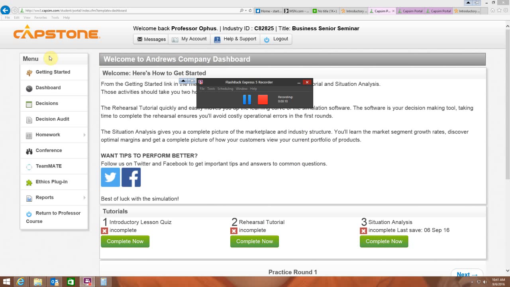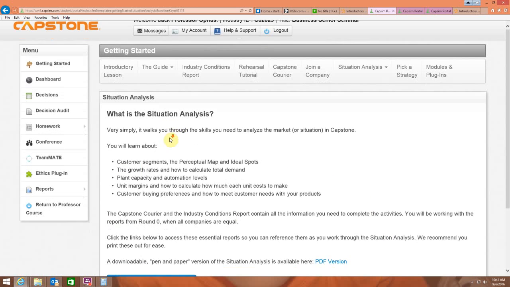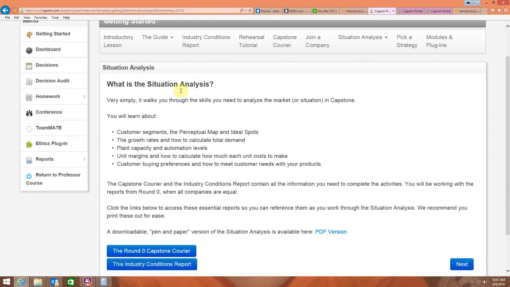Again, if you get logged in and you're on the dashboard, it comes right down there to the situation analysis. So we click on that, and that brings up this, and read these, okay? Read these, and it kind of makes sense. Allows you to know what you're going to be getting into, I guess, a little bit.